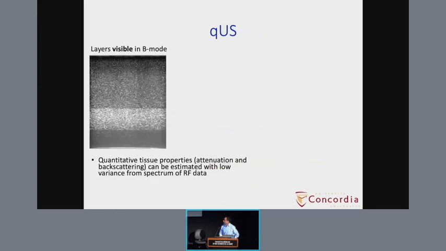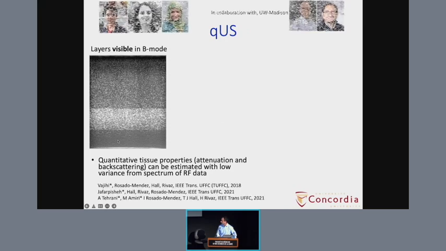So what we did in this work is that we used quantitative ultrasound to find properties of these phantoms, which were very carefully constructed in the lab. For example, this phantom has 3 layers, which have known attenuation, known backscattering, so known quantitative properties. And we showed that we can estimate those properties using quantitative ultrasound methods. And this work is in collaboration with UW-Madison.